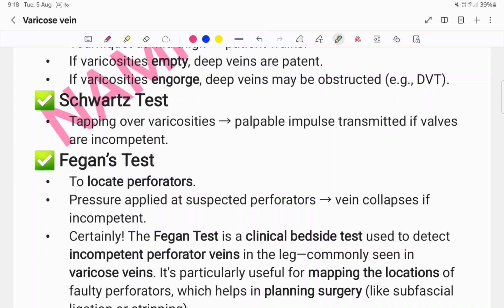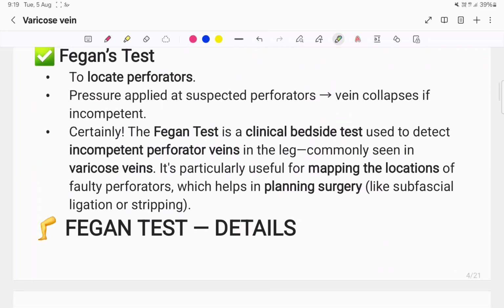Sorry for the mistake. Previously I told that if the test is positive, the valves are competent. It was incompetent, because if we tap, the blood should naturally go from superficial to deep vein and not from below to upwards. But if it goes from below to upwards, then it is retrograde flow and it is not normal at all.